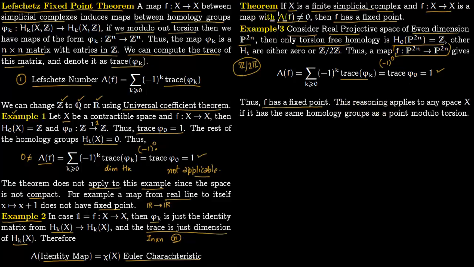Now this same reasoning will apply to any space X. Obviously space X has to be compact if it has the same homology groups as the point modulo the torsion. Because if it is just like a point, then it will always be 1, and that will give you a fixed point.